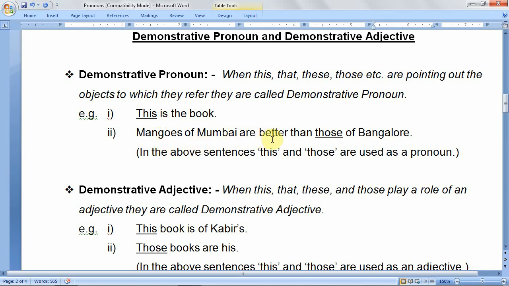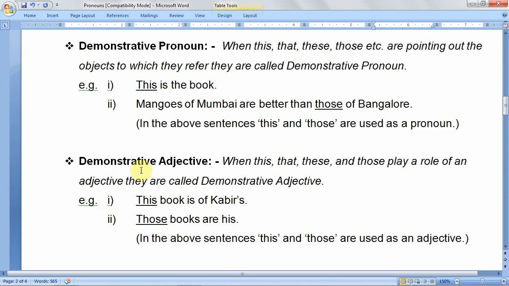Mangoes of Mumbai are better than those of Bangalore's. Those of Bangalore. Bangalore is the old spelling. So in the above sentence, "those" is used as a pronoun. Now to clear our concepts about the demonstrative, we will deal with the adjective. Demonstrative adjective: when this, that, these and those play the role of an adjective, they are called demonstrative adjectives.